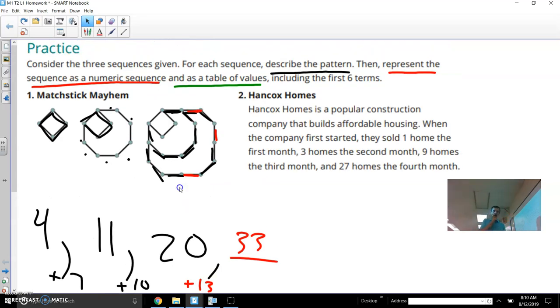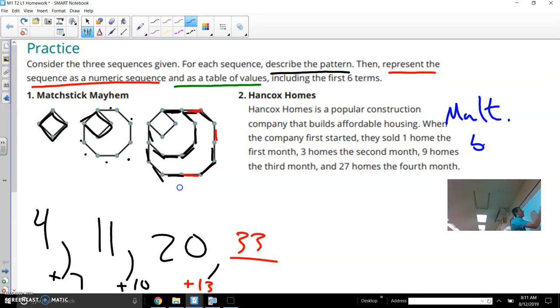All right, the next one, Hancock Homes, is a popular construction company that builds affordable housing. When the company first started, they sold 1 home the very first month. Then they had 3 homes in the second month, then 9 homes in the third month, and 27 in the fourth. So same idea. I kind of describe this pattern as more multiplication. And I would say that it's more multiplying by 3. So 1 times 3 is 3, and 3 times 3 is 9, and 9 times 3 is 27.